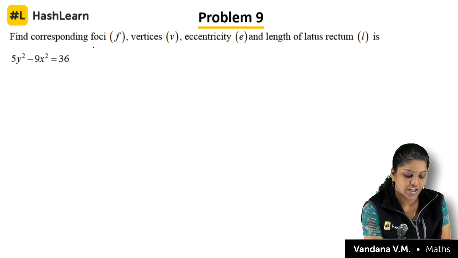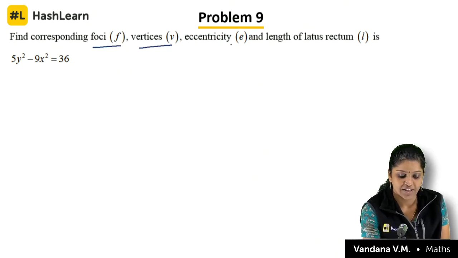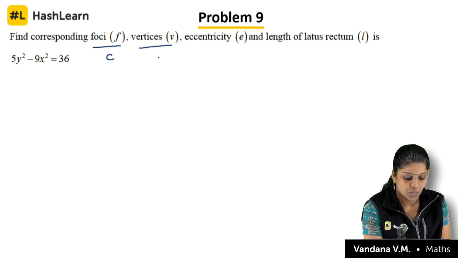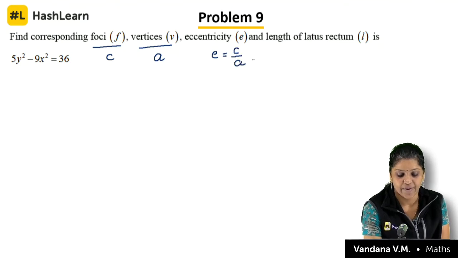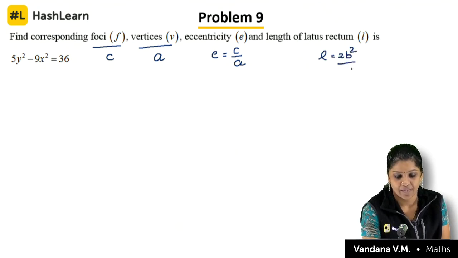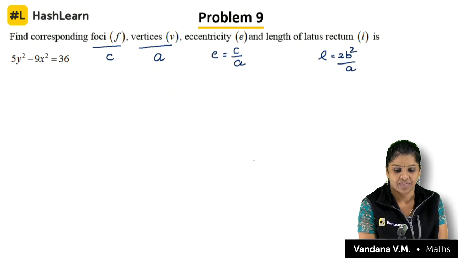Find the corresponding foci, vertices, eccentricity. Same thing. Foci is nothing but C. Vertices means A value. Eccentricity means e is equal to c by a. And the length of the latus rectum, that is L, is equal to 2b square by a. Very good, Devi Priya, correct.